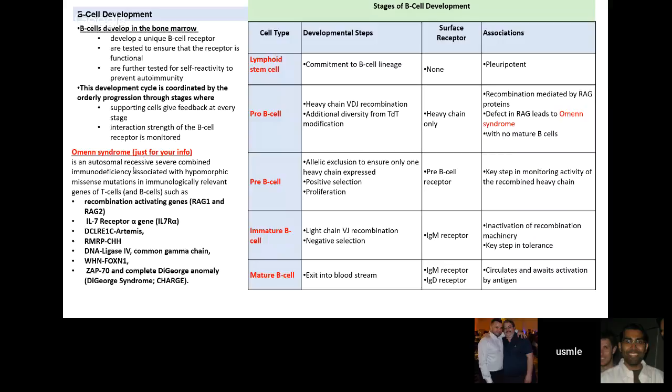So here's giving you the different stages of B cell development and what can happen to those cells. We went over them last time, so I suggest you go over them as well. But just remember, anything with the B cells and T cells, think about the recombination. VDJ, heavy chain only is going to be an issue with the pro cells.